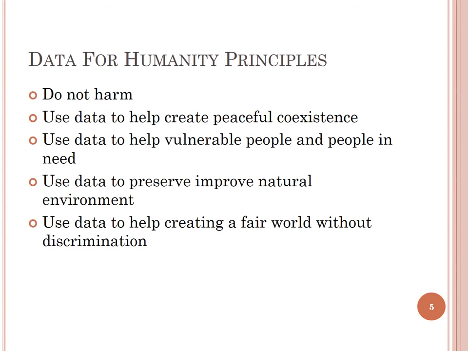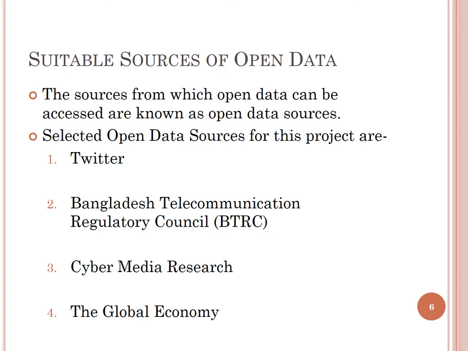Data for humanity principles have been followed when selecting the open data. This will make sure the project is not hampering anything and creating discrimination, but helping the people in need. Open data is data that is accessible to all for free. Different open data sources are available for avoiding the risk of creating incompatibility between communities.